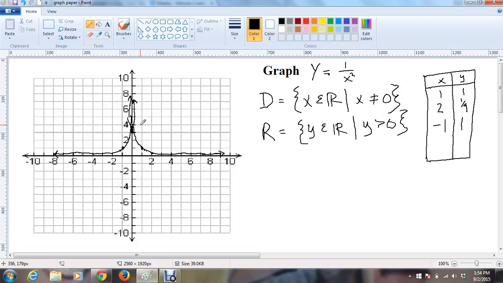So I hope that makes sense. If it doesn't, you need to shoot me an email and let me know if you need more help on this. So that's graphing y equals 1 over x squared.